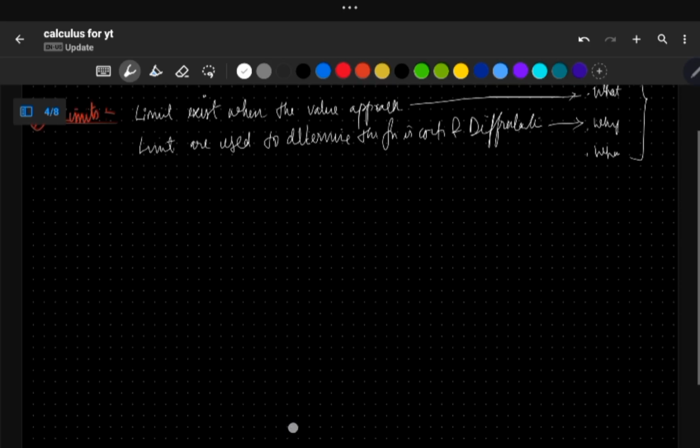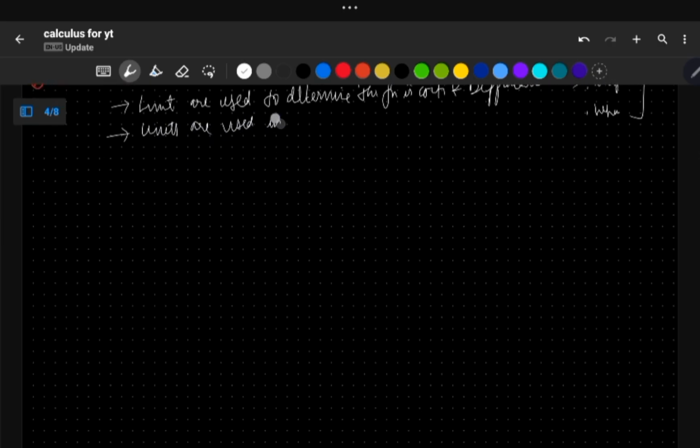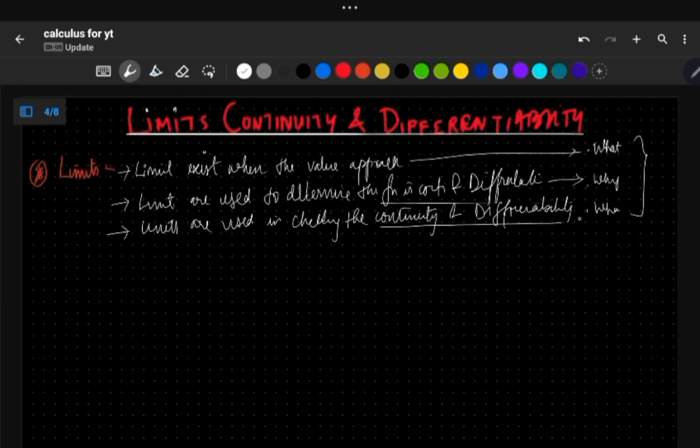And thirdly, where is the limit used? Let me tell you that limits are used in checking the continuity and differentiability. So these are used to check and solve questions from continuity and differentiability, right? So this was the what, why, and where of limit.